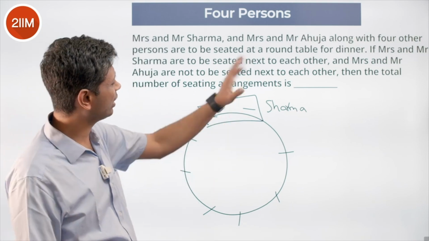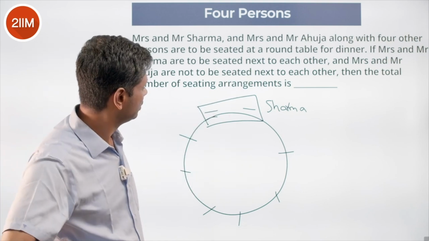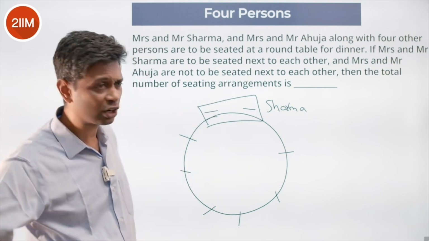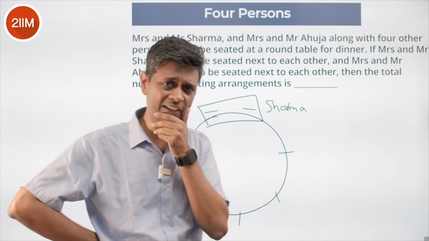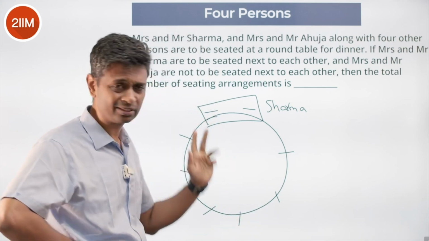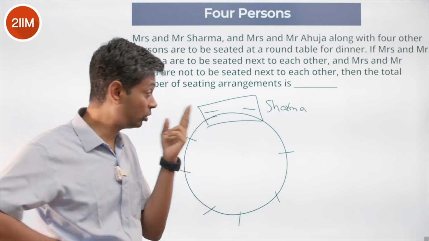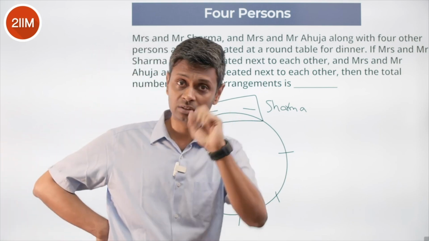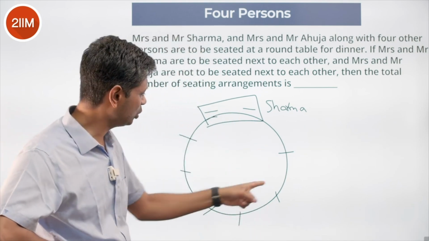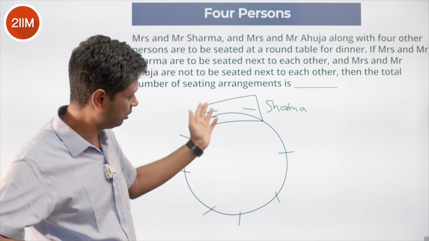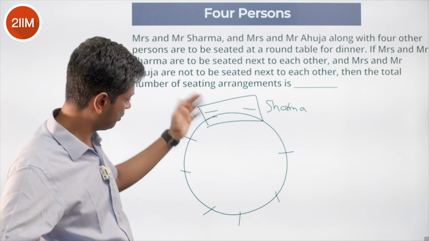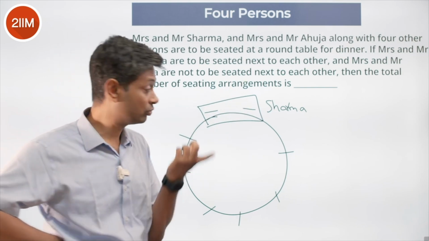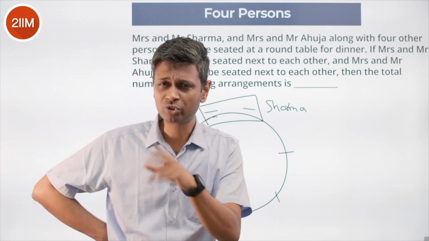Assume the second condition, that Mr. and Mrs. Ahuja are not to be seated next to each other, were not there. Then we can say 6 people, 6 seats. Now the circular arrangement idea is not there because the Sharmas are together. They anchor my positioning. I'll have 1, 2, 3, 4, 5, 6 positions to the left. Out of this block, I'm through with 6 factorial.